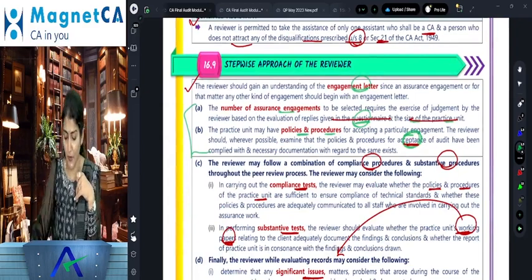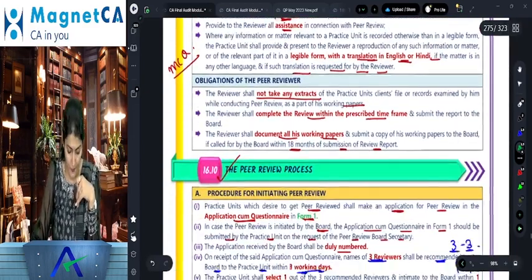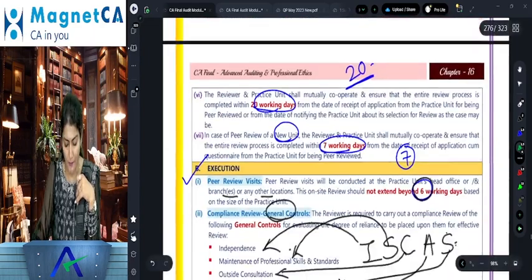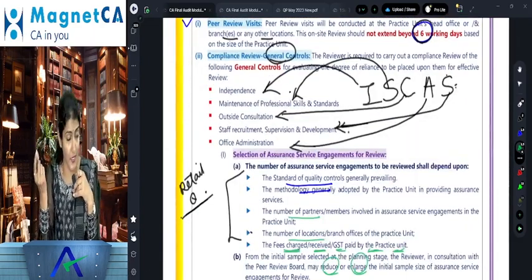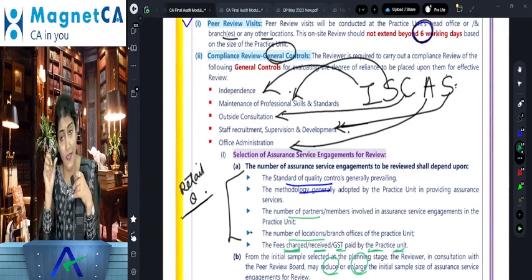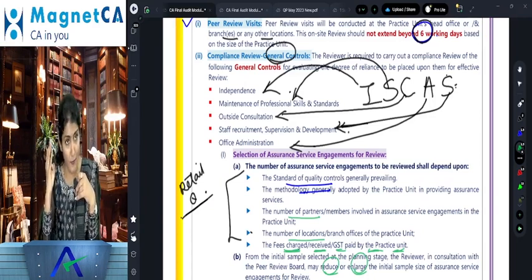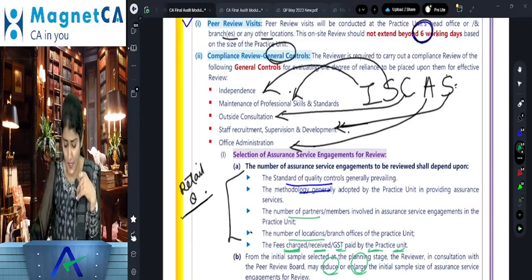Right, so similar points over here, right? So what is one? Off-site. Then after off-site you have the on-site. On-site should not exceed 6 working days. Then what does it say? On-site number of samples selected depends upon the SQC, methodology, number of partners, number of locations, size of the GST paid and the fees charged and the received.